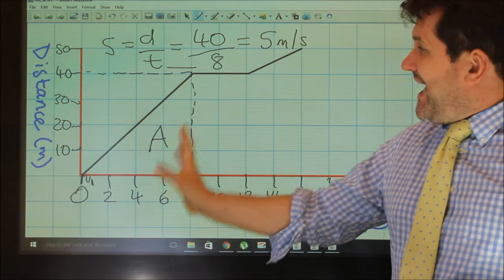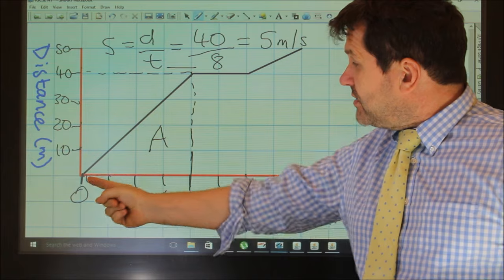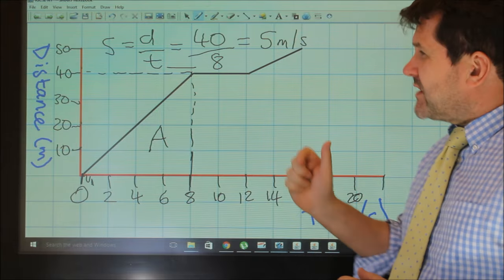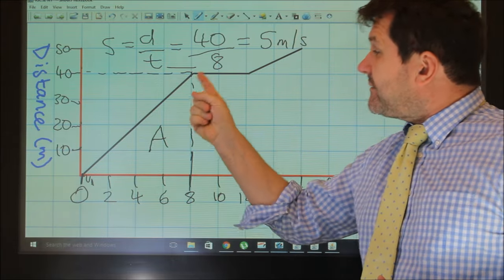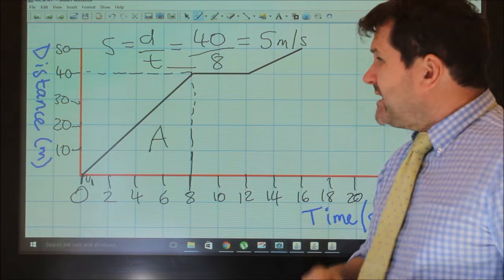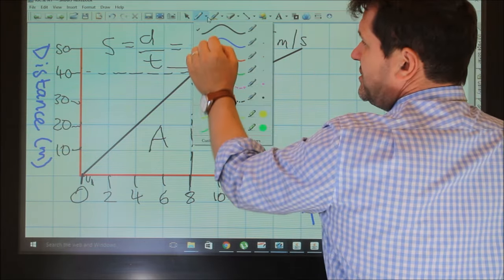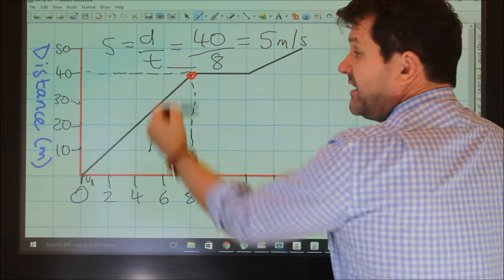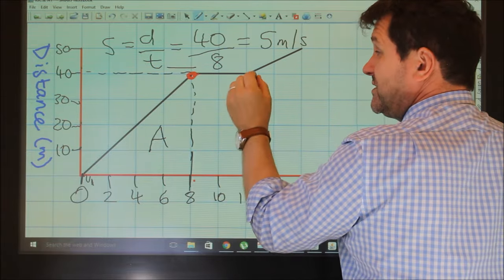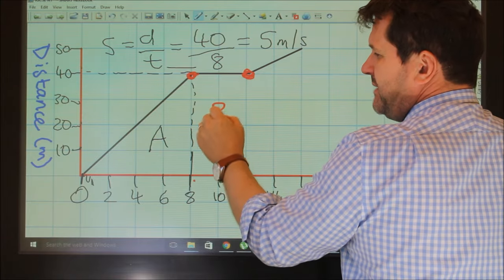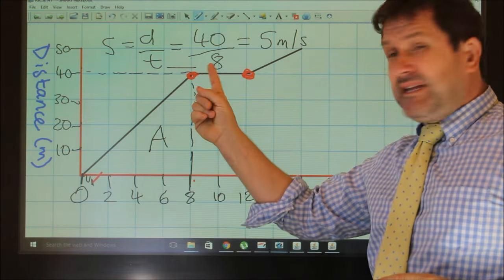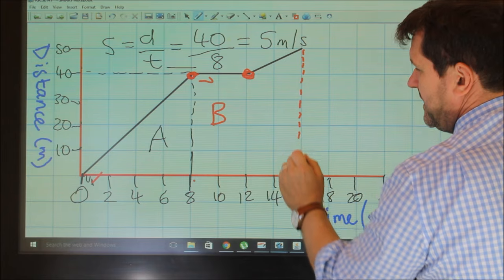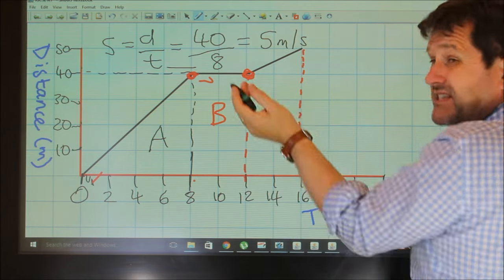So for the journey at A, we can see that this individual is running at a constant speed of 5 meters per second for 8 seconds. And the total velocity for that part there is 5 meters per second. Then we can see they do something else when they reach this point here. They stop, because the distance from wherever they started was 40, and it's still 40 here. So if we call this section B, at A it's a constant speed, but at B this person has stopped.